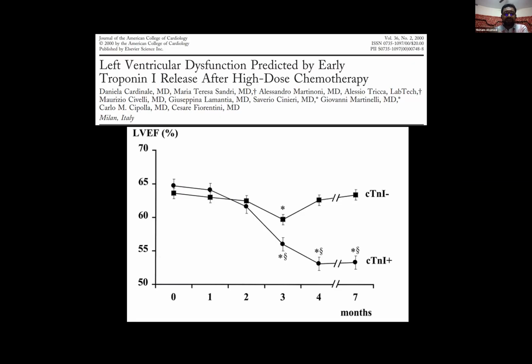So these are some of the landmark papers. I'm just remarking on the landmark paper. So this was a seminal paper by Daniela Cardinal, who's considered to be one of the early pioneers in cardio-oncology, which clearly demonstrated that for those patients who had a cardiac troponin positivity, there was a steady decrease in LV ejection fraction as time goes by. And this is one of the earliest papers which actually drew attention to the concept of biomarker application in cardio-oncology.